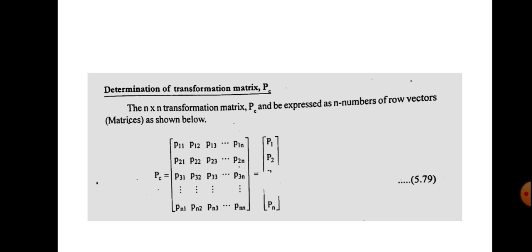Okay. Next we want to find out PC. To find the PC, we know that PC equal to this matrix. Let us express it as P1, P2, etc. up to Pn. That means n by n transformation matrix Pc can be expressed as n number of row vector matrices. Okay. So next we want to find P1, P2, etc.